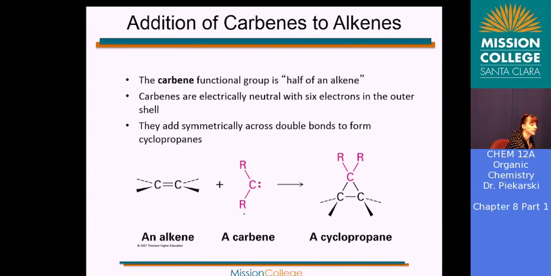And so we have to create these particular species in situ. We have to make them in solution while we're reacting. They're not very long-lived. You're not going to buy a bottle of carbenes from Sigma Aldrich. And the addition happens across double bonds symmetrically. So this is also another stereospecific reaction. Okay. It makes cyclopropanes.